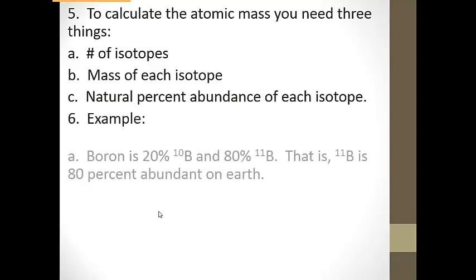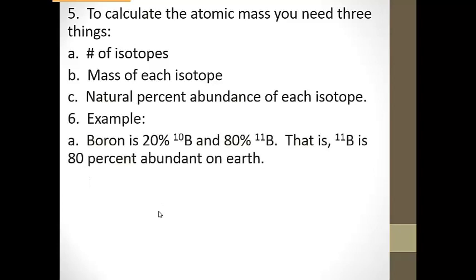So for example, let's say that we have boron. This is atomic number 5 on your periodic table. There are 2 different types of boron, and you can see them here because of the top number representing the mass. So we have boron 10, and that's found in 20% abundance in nature. And the other 80% is actually boron 11. So boron 11 is 80% abundant, boron 10 is only 20% abundant.